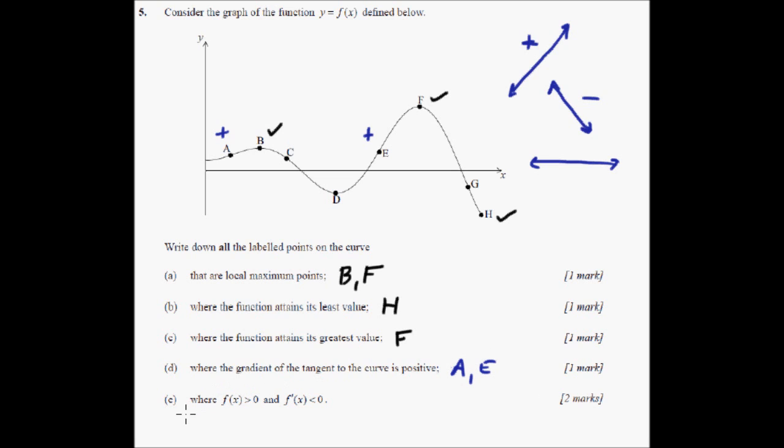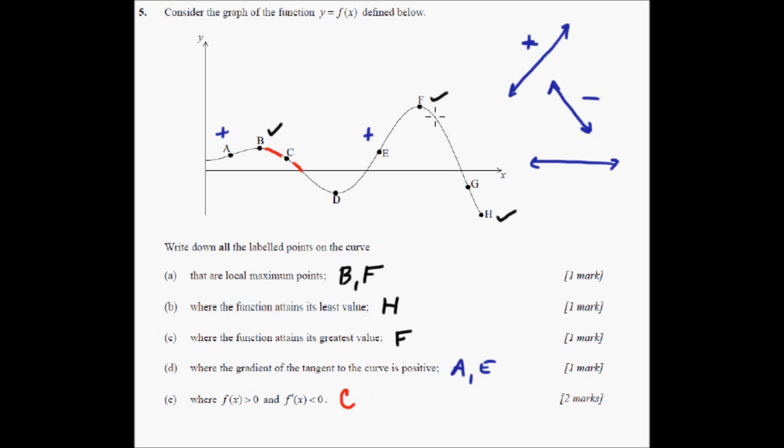Now, part E says where f of x is greater than 0. That means where the function's greater than 0 here. So we're looking at all this. That gets rid of D, G, and H right there. And the derivative of x is less than 0. Again, this is just another way of writing a negative gradient, where the derivative is negative. So we're looking for negative, going down here. That's greater than 0, and it's negative, so C would work out for us.